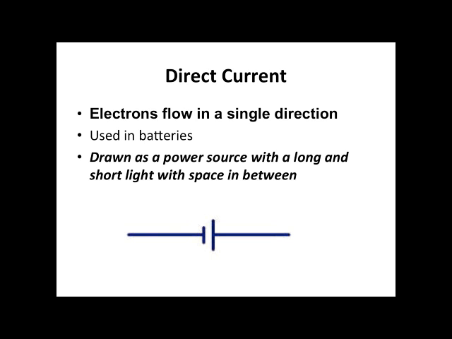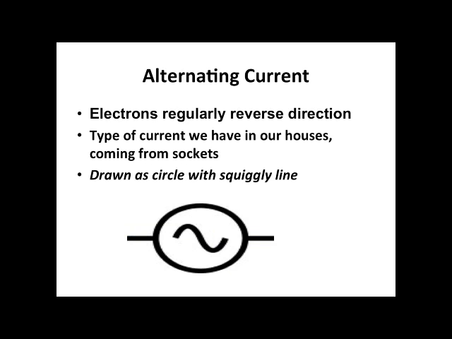Direct current is when electrons flow in a single direction. These are like batteries. There's a positive and negative end, and the electrons constantly move in a single direction. When we draw it in an electric schematic, we see a little short and long line with a little space in between. Alternating current is when the electrons regularly reverse direction, so it goes back and forth, and that's the kind of electricity that comes out of the outlets in our walls at home. On a schematic, we draw this as a little circle with a squiggly line inside.